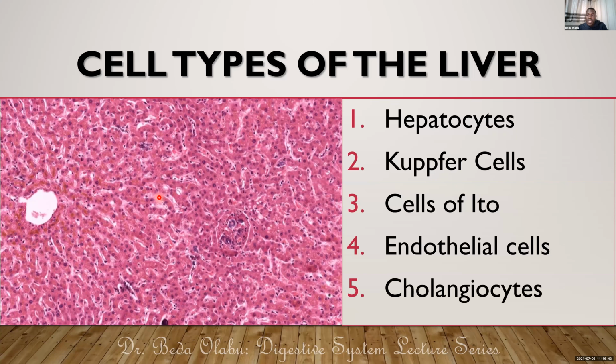And lastly, we have the cholangiocytes. These are the cells which form the ductus system that contains bile. So they're the cells that form the bile ducts. These are the liver cells. And I want you to be familiar with these cells because the pathologies of the liver basically revolve around the cells. So there are some pathologies that will have hepatocytes as the main target. There are those that will target the cholangiocytes, there are those that will target the Kupffer cells, the endothelial cells, and the like.